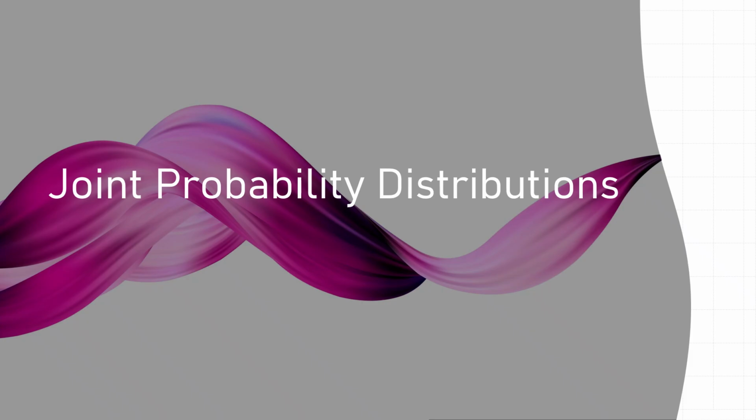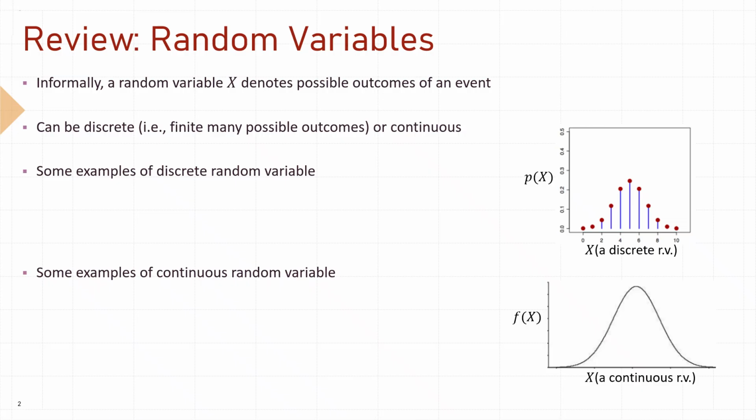Here, we will talk about joint probability distributions. Informally, a random variable X represents possible outcomes of an event. Random variables can be categorized into discrete and continuous variables. A discrete variable only accepts a finite set of possible outcomes, whereas a continuous variable accepts an infinite set of possible outcomes.